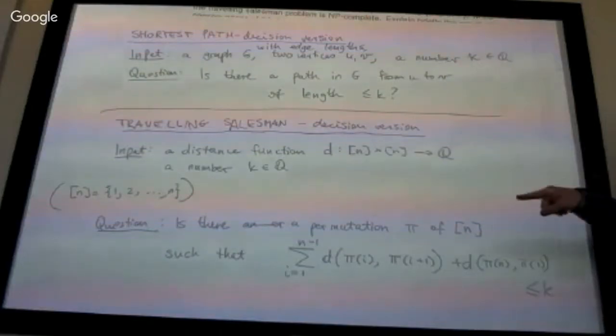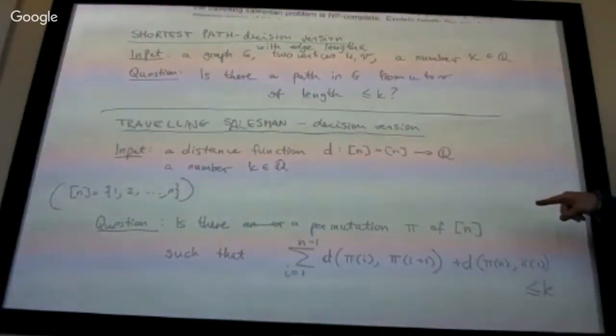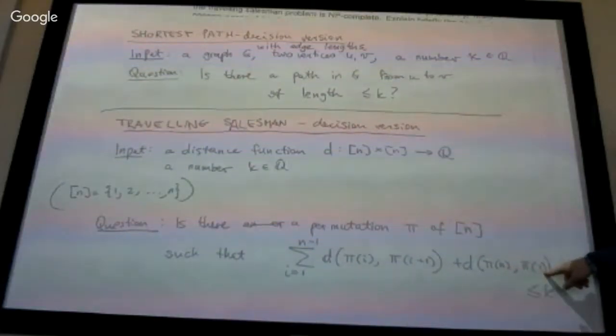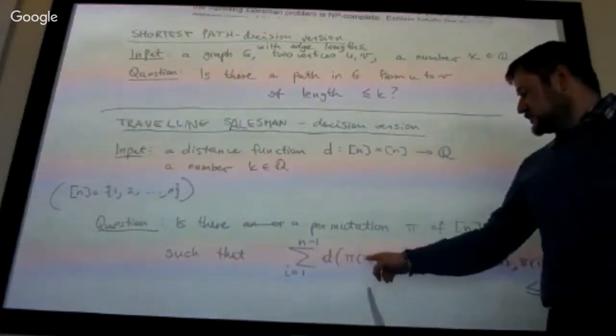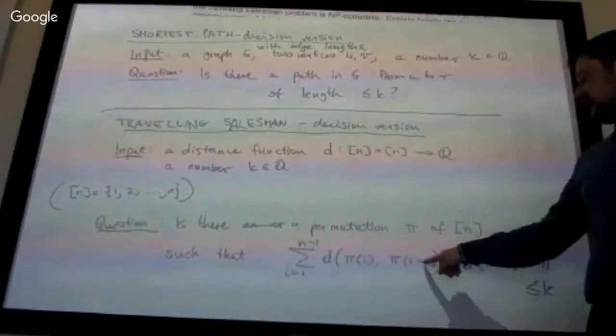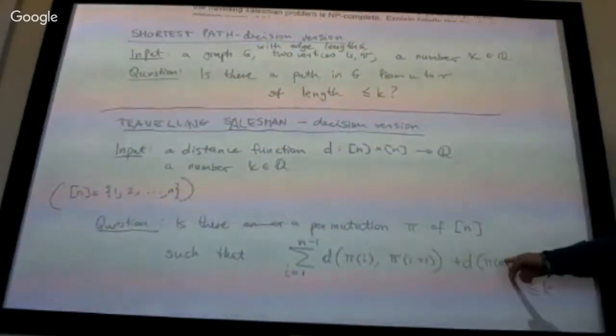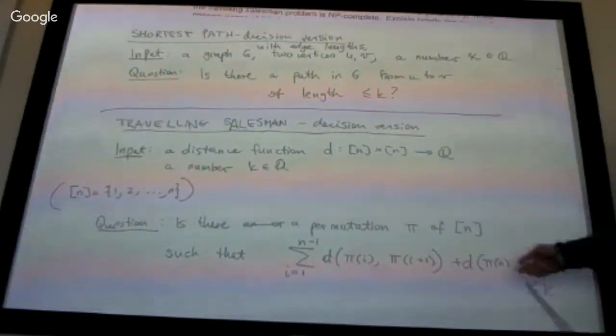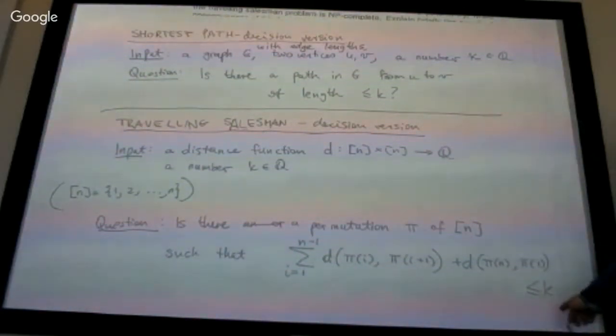Does it make sense, or shall I explain in more depth? Just pretty clear. And you order them in such a way that if you travel around and come back, this is the one for coming back, and this is from the first one to the second, and from the second to the third, and so on. And then you end up at the nth one, so you have to add one from the nth one back to the first. Extra. Can you do this and not travel more than k?